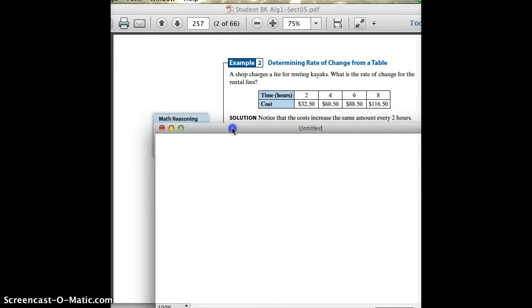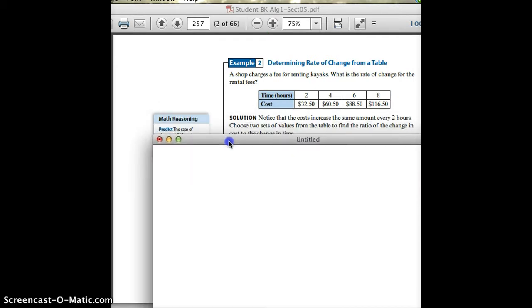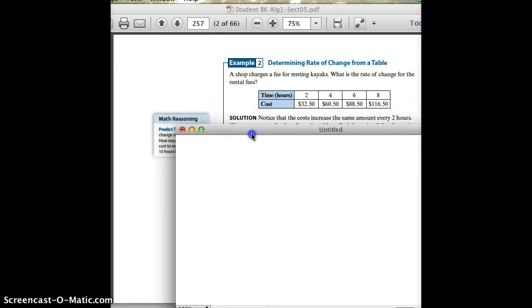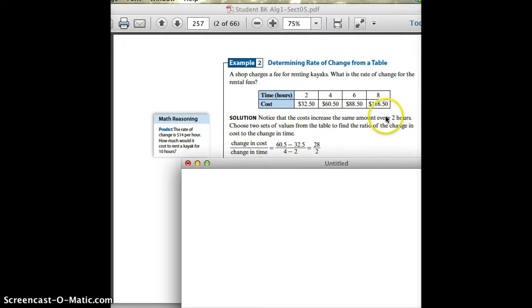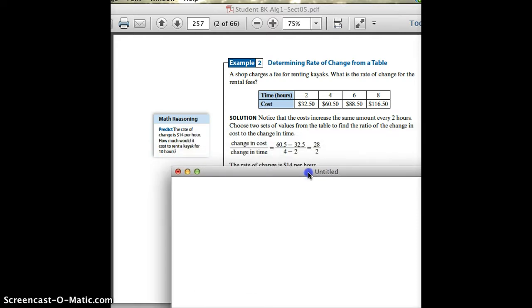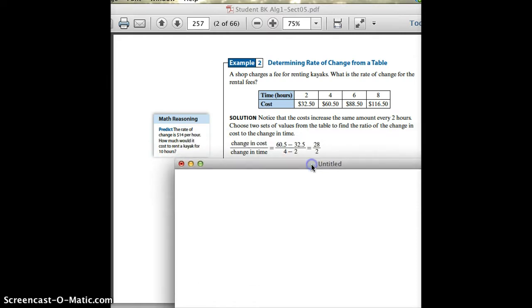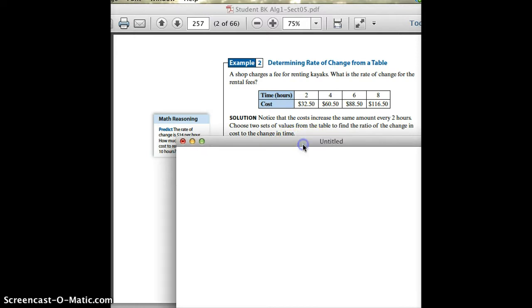Example 2: determining the rate of change from a table. A shop charges a fee for renting kayaks. What is the rate of change for the rental fees? Notice you just pick out 2 points. It's the same amount, the same increase, so it's a constant thing. They just pick out 2 amounts, and they choose the fourth and the second.